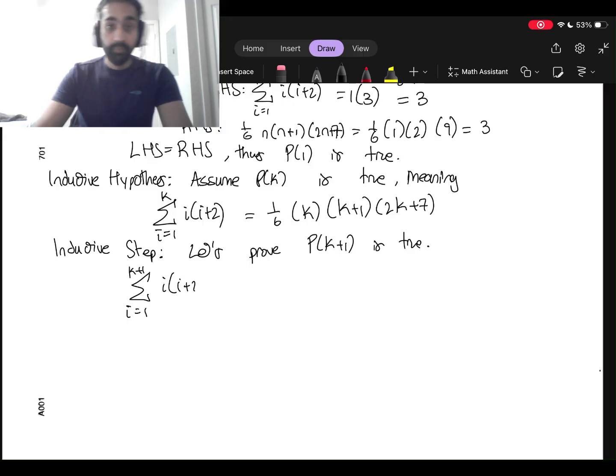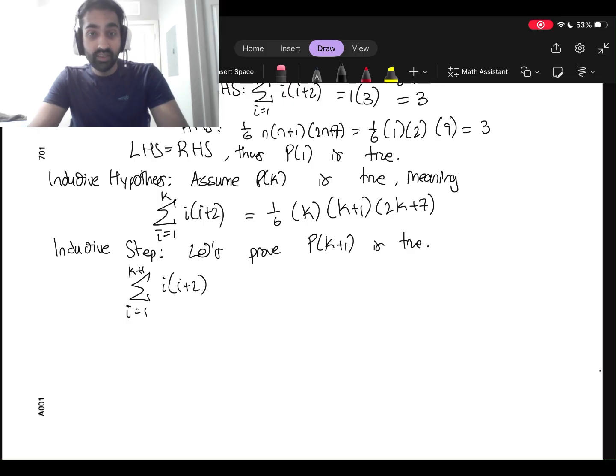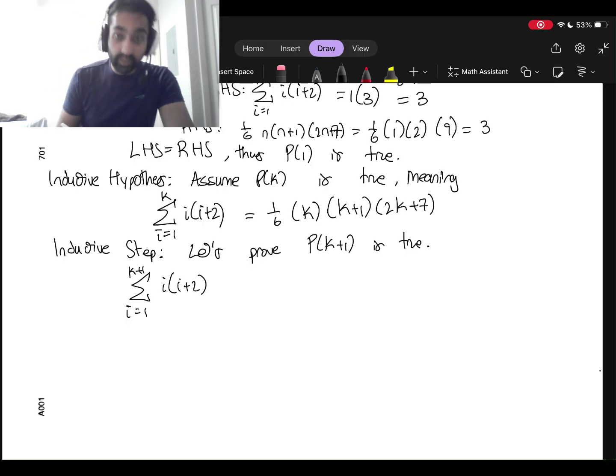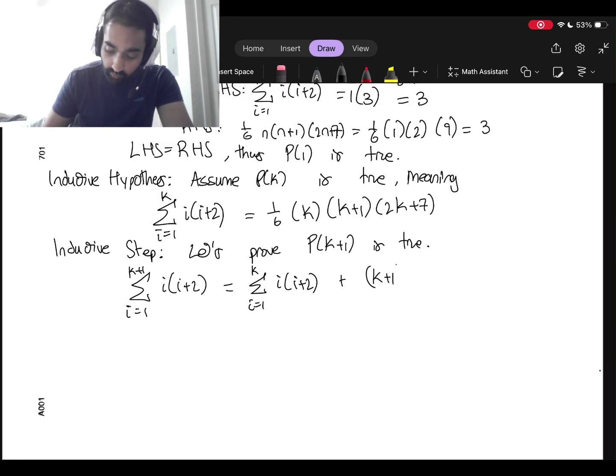When you have these summation induction problems, this is one of the things that's very similar for almost all of them. When doing the inductive step, you have to break it up. Instead of summing from 1 to k plus 1, you sum from 1 to k of i times i plus 2, and then plus the k plus first term. The k plus first term means I put k plus 1 in place of i. So it's plus k plus 1 times k plus 1 plus 2, which is k plus 3.